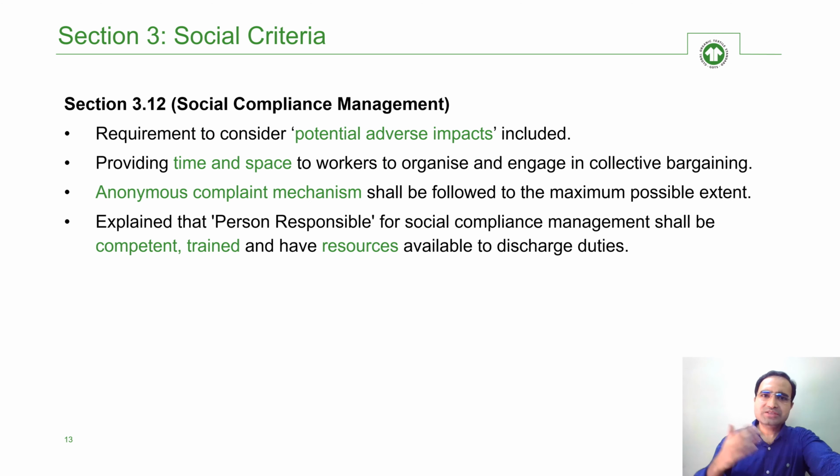Under social compliance management, potential adverse impacts must be considered for risk assessment. An anonymous complaint procedure must be followed to the maximum possible extent, and workers shall be provided with time and space for collective bargaining. The person responsible for social compliance must be competent, trained, and have adequate resources to perform duties.